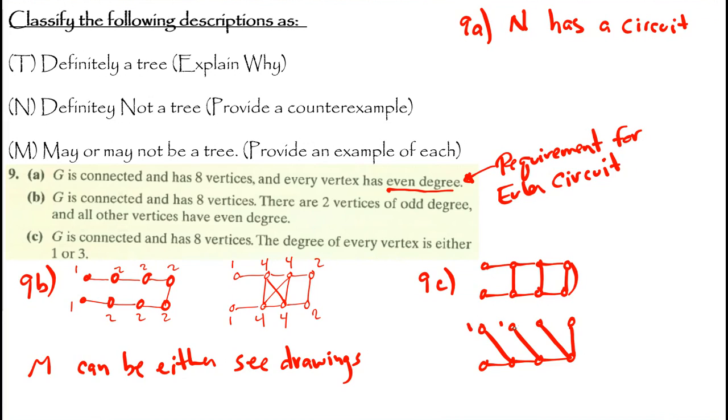So 1 degree, 1 degree, 1 degree, 1 degree, 3, 3, 3, 1. This one is a tree. So once again, we would say M, can be either. See the drawings.